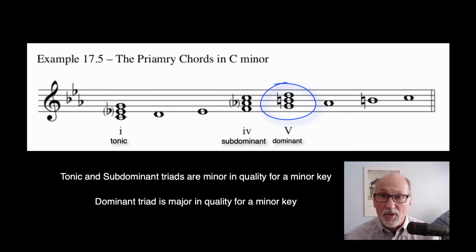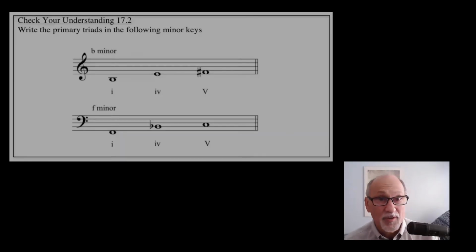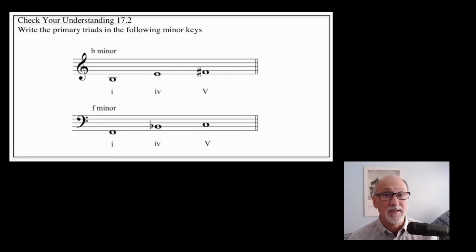That raised leading tone in the dominant chord helps establish a stronger sense of tonality by providing a leading tone, B in this case, that is only one half step lower than the tonic pitch. And when we use Roman numeral designations, major triads are indicated by an uppercase Roman numeral and minor triads are indicated by a lowercase Roman numeral, as shown here. You should try Check Your Understanding 17.2, where you have to write the primary triads in the minor keys.